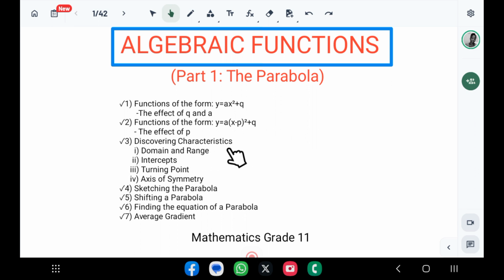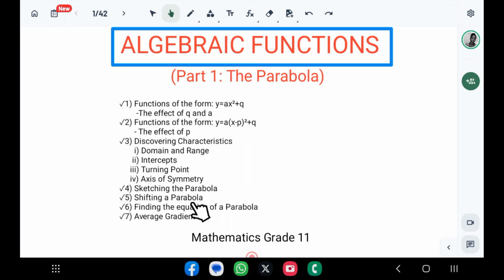Number 3, we're going to be discovering characteristics one by one using examples. That is your domain and range, the intercepts, the turning point, and the axis of symmetry. Number 4, we're going to be sketching the parabola using both standard formats. The first one being y equals ax² plus bx plus c, and the second one being y equals a(x minus p) all squared plus q.